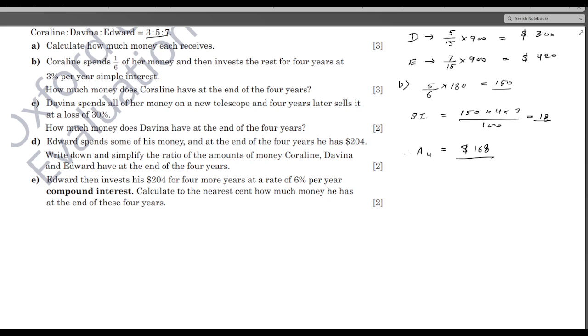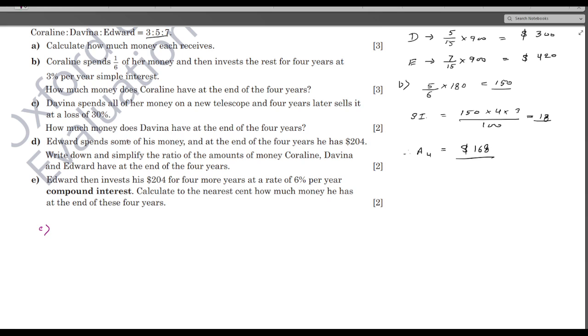Now next question, C part. Davina spent all of her money on the new telescope and 4 years later sells it at a loss of 30%. How much money does Davina have at the end of 4 years? Okay, so for C part, now how much Davina had? She has $300. Now then Davina spent all her money on the new telescope and 4 years later sells it at a loss of 30%.